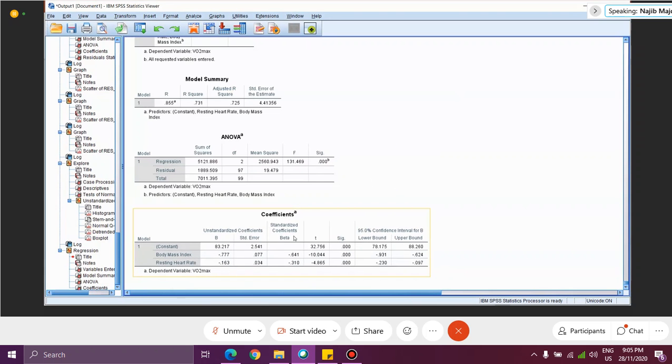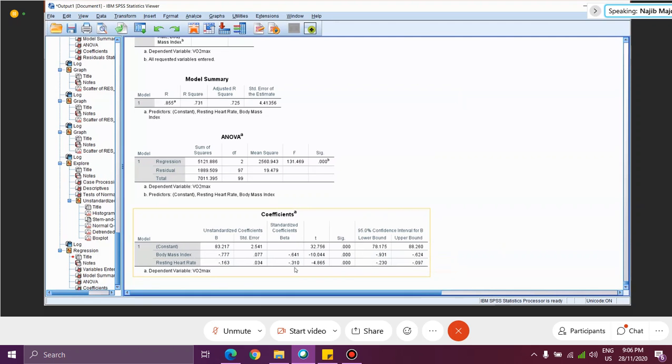So how do we interpret the standardized coefficient? For the standardized coefficient, the analysis standardizes the independent variable and also the dependent variable, so the interpretation is slightly different. Here, for example, it means that for every 1 standard deviation increase in BMI, the outcome variable VO2 max will reduce by 0.6 standard deviation. The interpretation is not in the raw measurement anymore; it is in standard deviation units.